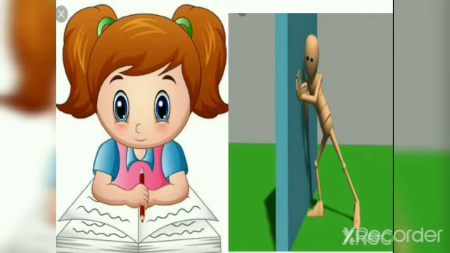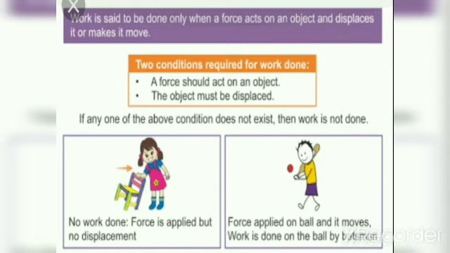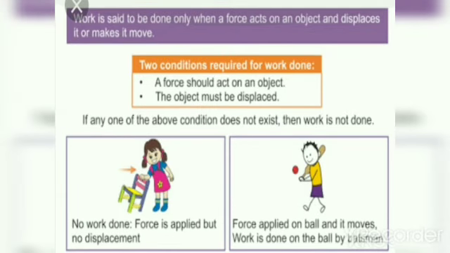If you are writing your homework, or if you are pushing a wall and it is not moving, then we don't say it is work. So then what is work? Work is said to be done only when a force acts on an object and displaces it or makes it move. When you apply some force, if the object moves from one place to another in the direction of force, we call it work. So there should be two conditions: a force should act on an object and the object must be displaced.